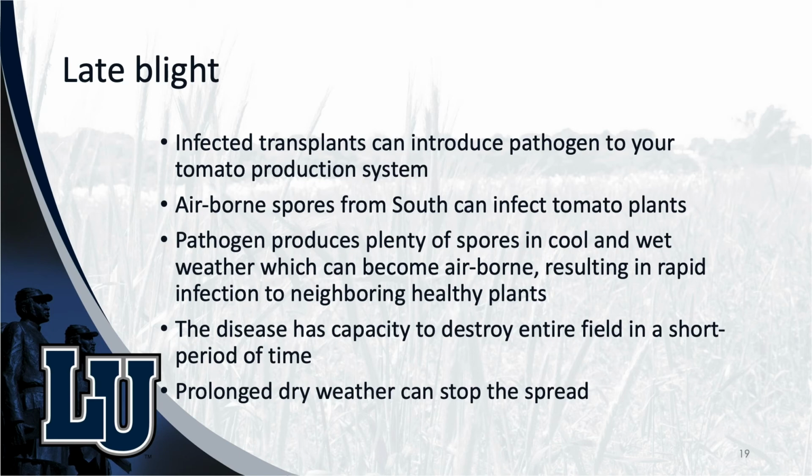This pathogen produces tons of spores when there is wet, humid condition. So when that condition is present, and if you notice that your neighboring farmers or county has this disease, you want to spray chemicals before it reaches your system. As I mentioned, this disease has the capacity to destroy your field within a short period of time, probably in a week or less. So you want to make sure that you have pesticide applied on your crop.